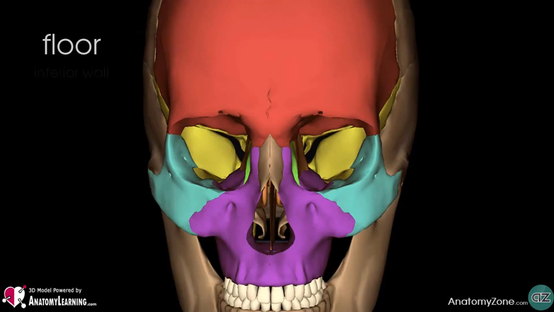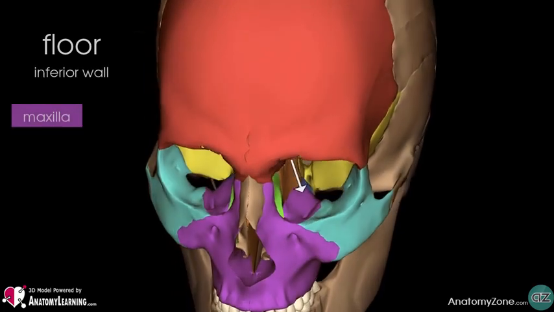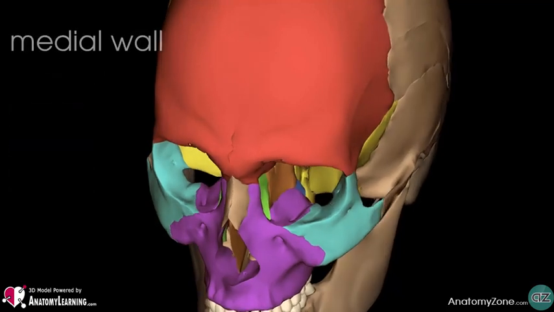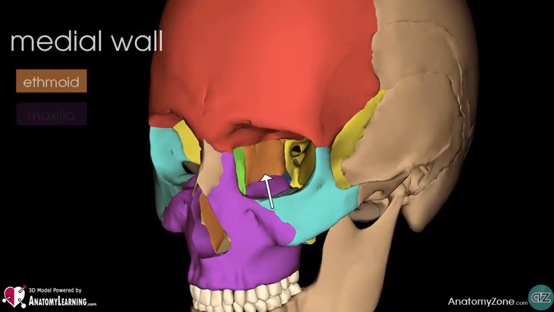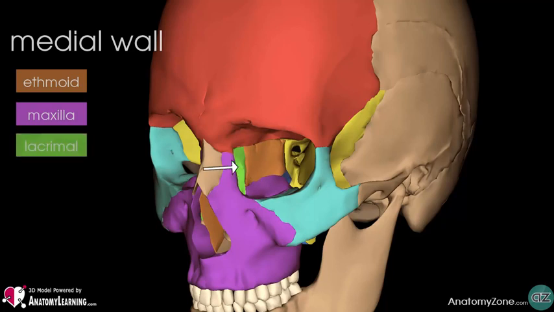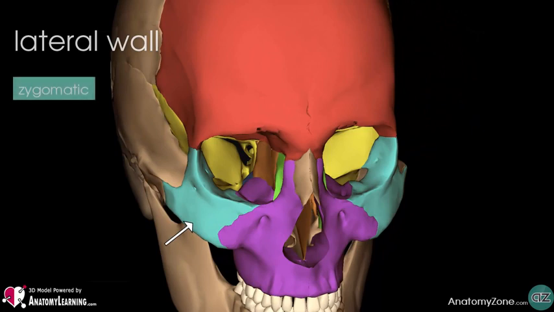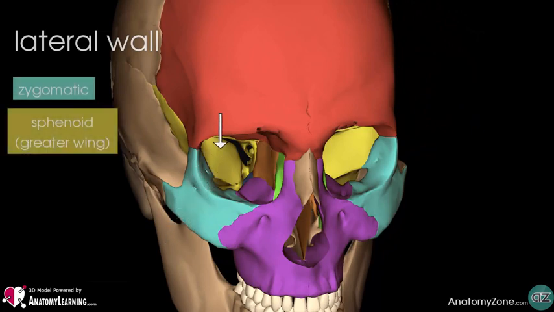The floor, or inferior wall, is formed by the maxilla, the palatine and zygomatic bones. The maxilla separates the orbit from the underlying maxillary sinus. The medial wall is formed by the ethmoid, the maxilla, the lacrimal and sphenoid bones. The ethmoid bone separates the orbit from the ethmoid sinus. The lateral wall is formed by the zygomatic bone and the greater wing of the sphenoid.